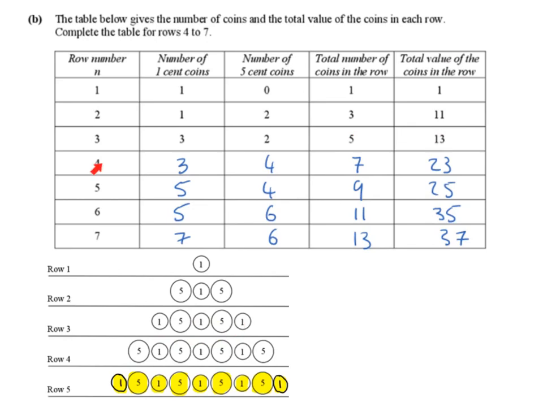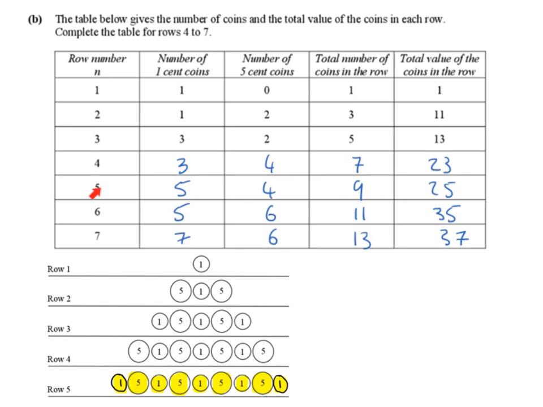Then for row 4, the number of 1 cent coins was 3. 1, 2, 3. The number of 5 cent coins was 4. 1, 2, 3, 4. The total number of coins was 7. 1, 2, 3, 4, 5, 6, 7. And the total value of the coins was 23. 5 plus 1 plus 5 plus 1 plus 5 plus 1 plus 5 is 23.